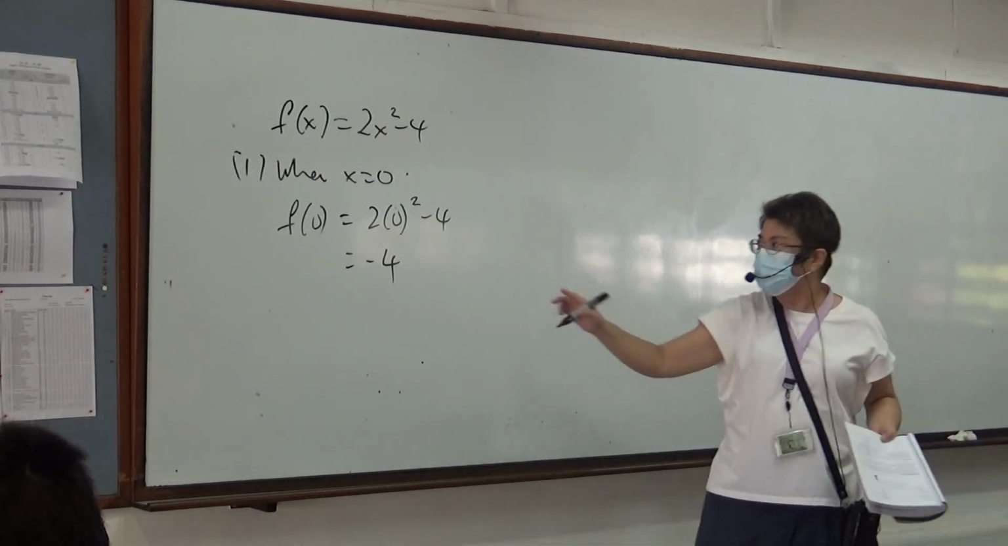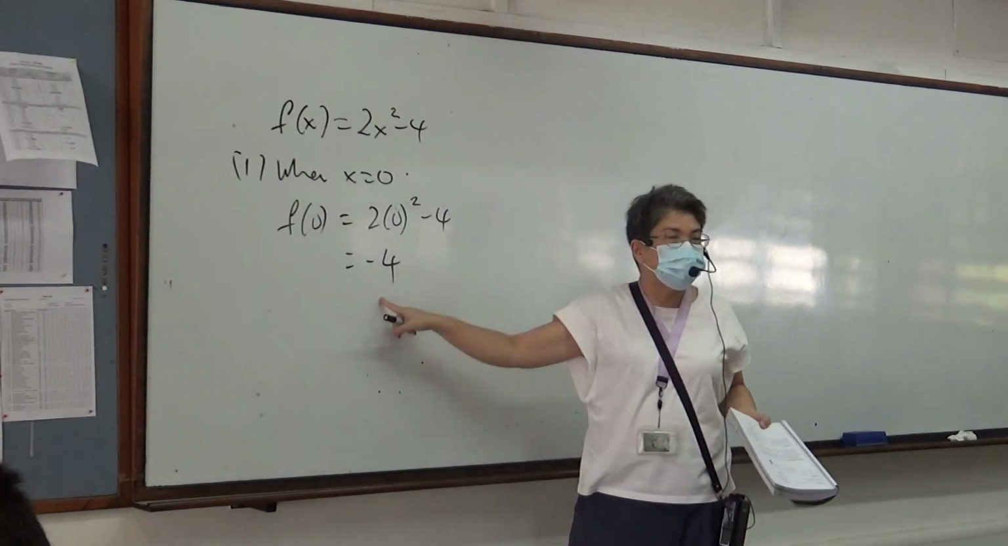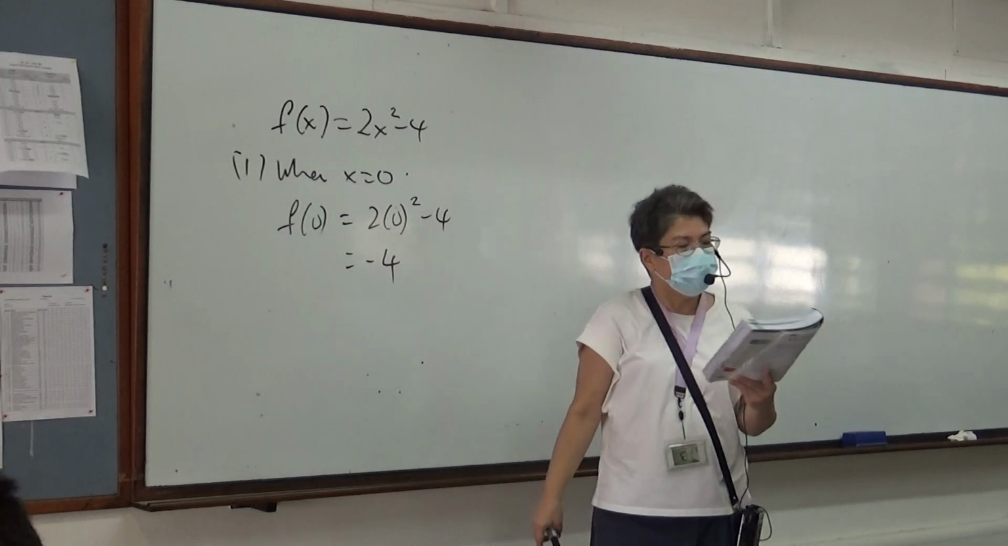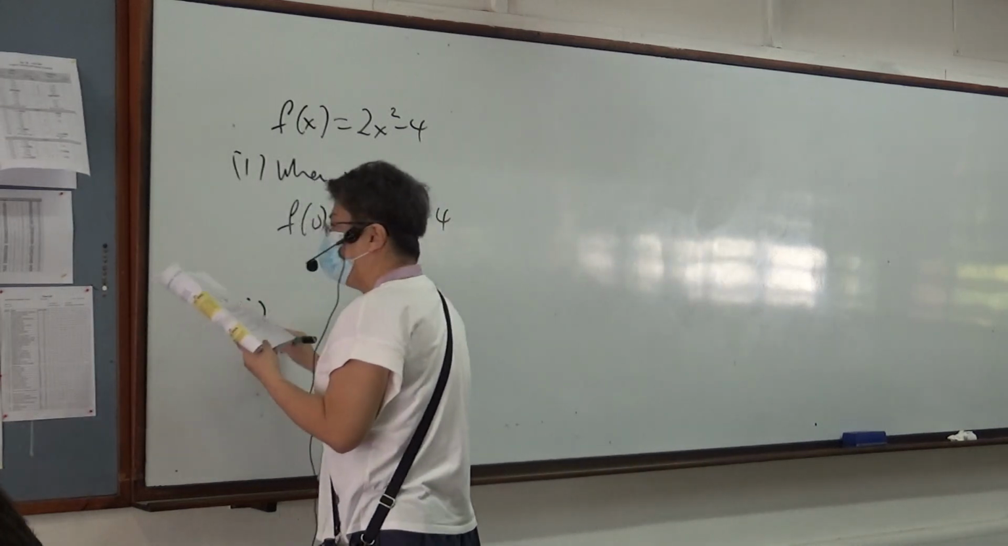Now, that's the last picture. Can I straight away put negative 4? Can, because you can see that x is 0. Everybody okay? Alright, now next is part 2 that I'm worried about.